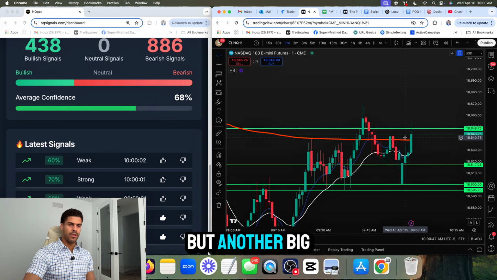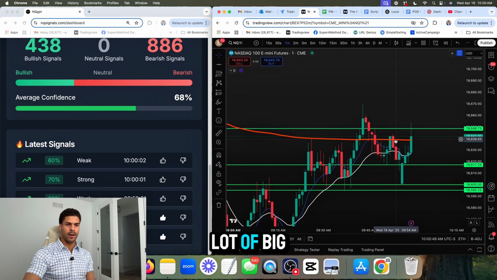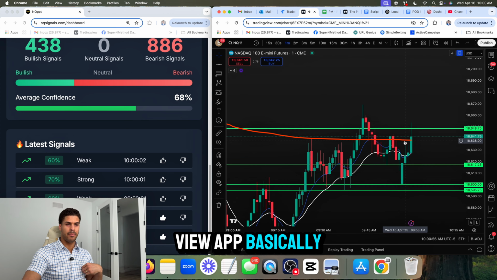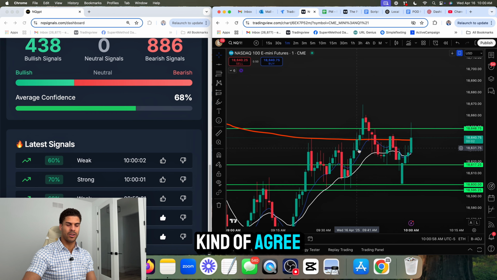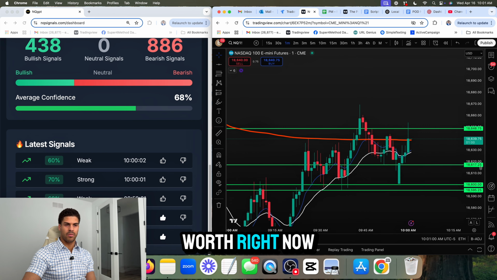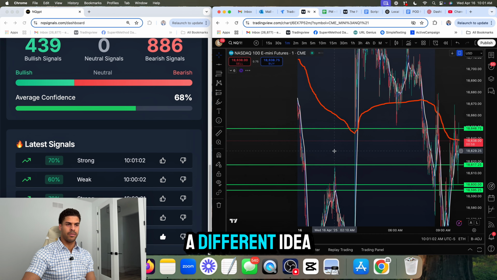But another big reason is it attracts a lot of big buyers. A lot of individuals like to buy or sell at or around VWAP. The reason it gets choppy is VWAP is basically the price that we all kind of agree this thing is worth right now. And so let's zoom out and find a different example here.